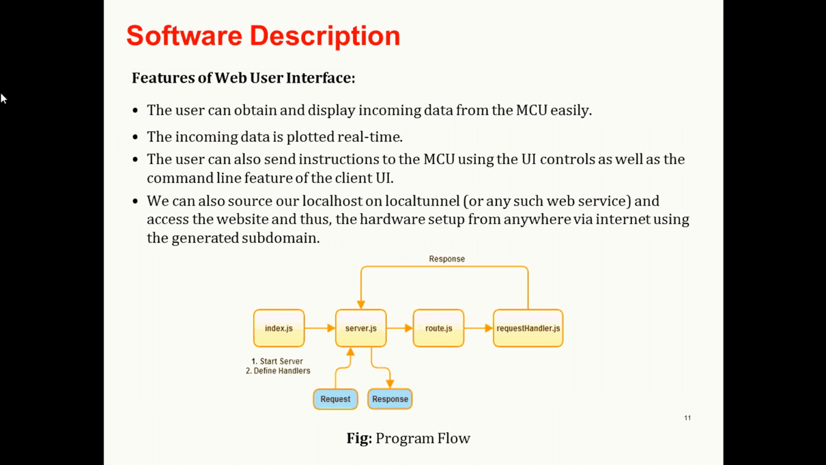Now, the program flow is also shown. The code for the server side is divided into four parts. The index.js file contains the code for starting the server, and the handlers for various requests are also defined in it. The server.js file implements the server functionality using web sockets and also contains the code for performing the serial communication with the hardware via an active UART connection.